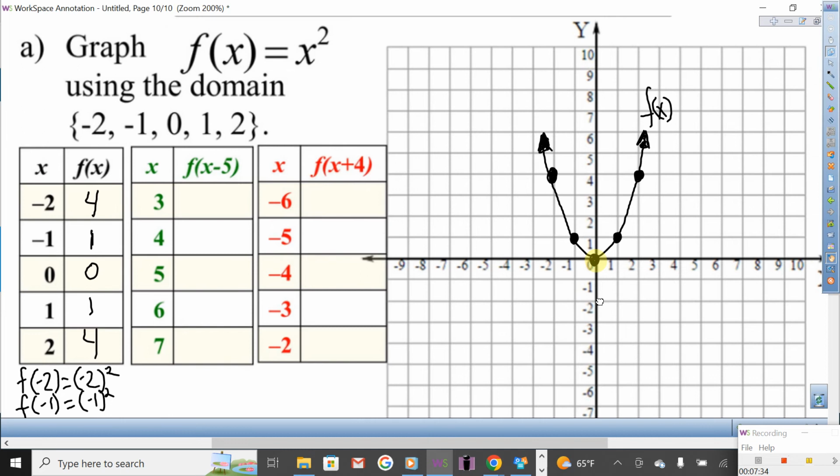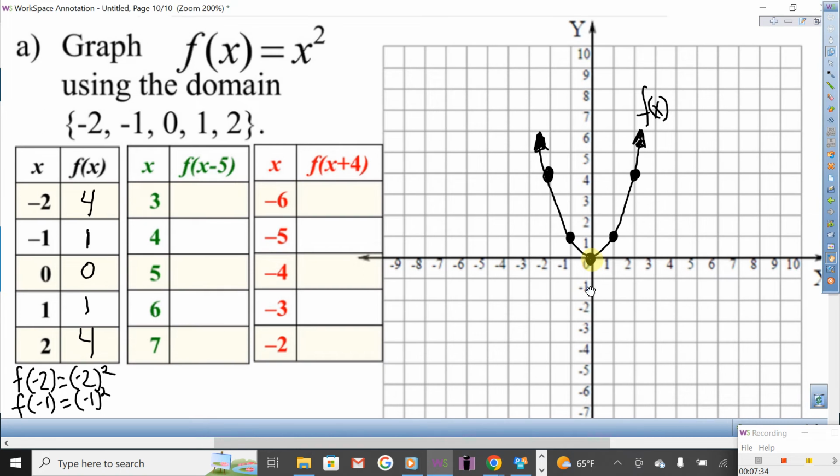So put your utensils down. Let me show you the first value so you can see. Here it goes. I'm not even going to speak. I'm just going to show you the work. Here it goes. This says f of x minus 5. x minus 5.